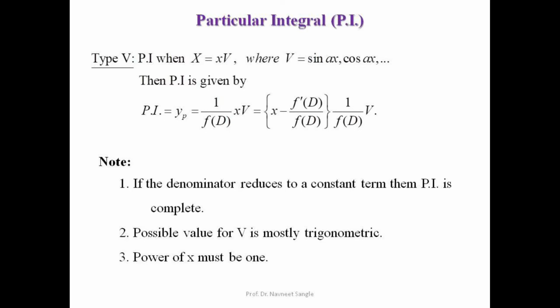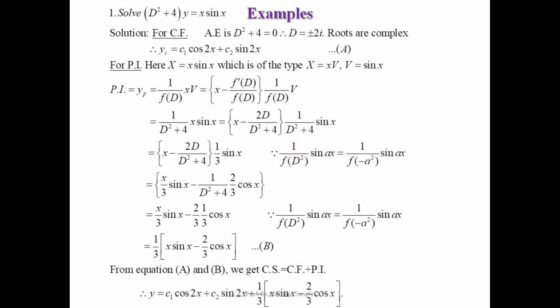Then to discuss this method, let me take the first example. The question is: solve the linear differential equation D square plus 4 y is equal to x into sine of x. We know that this is a linear differential equation with constant coefficients. This equation has two types of solution. The first solution is the complementary function and the second is the particular integral.